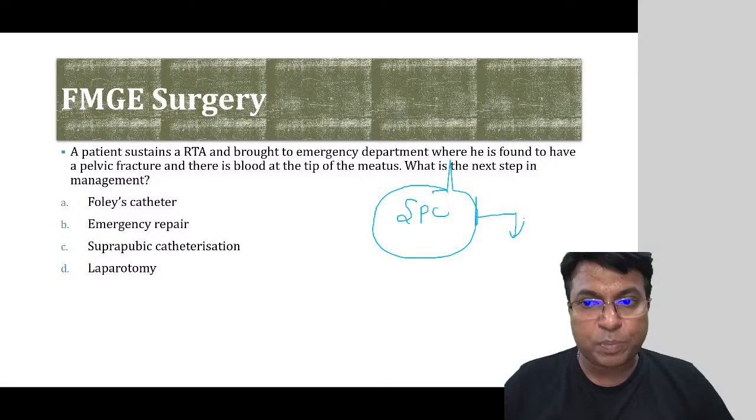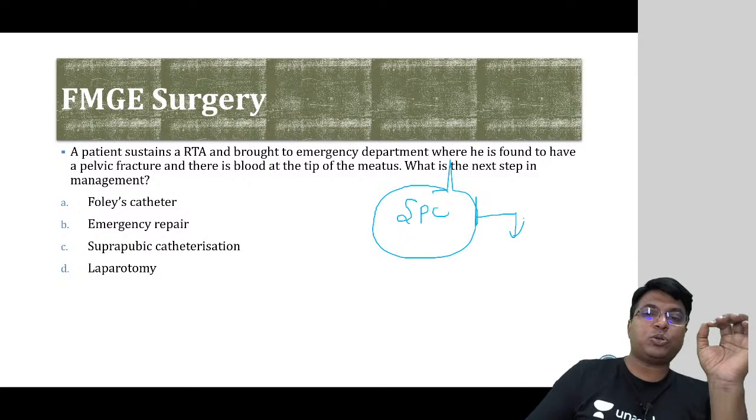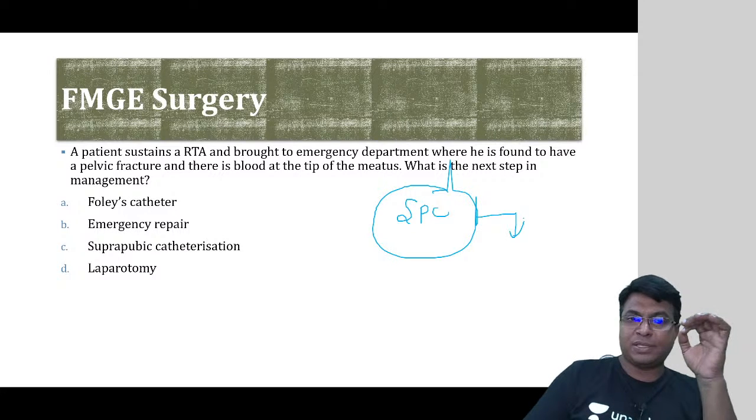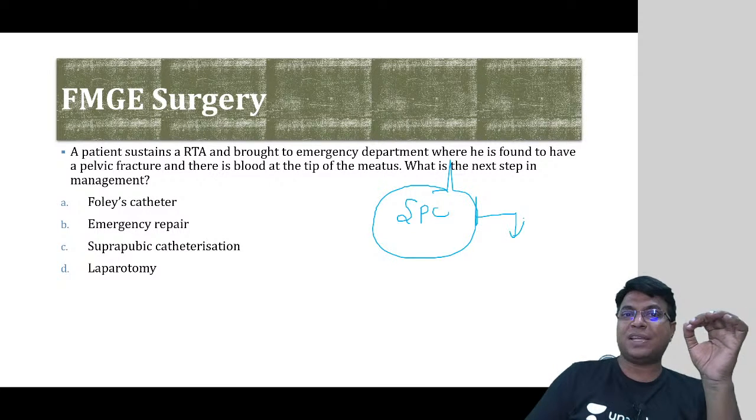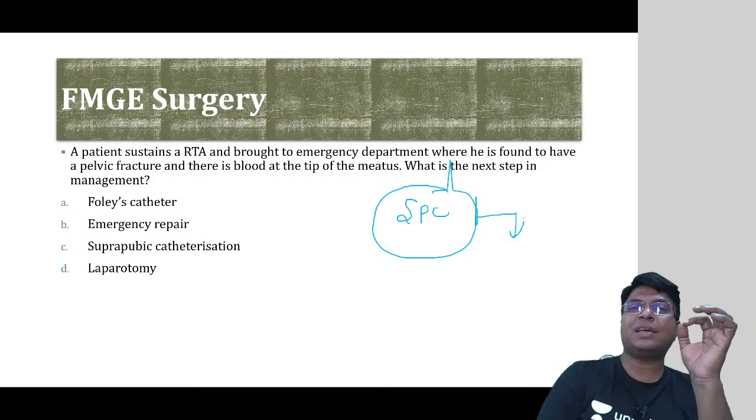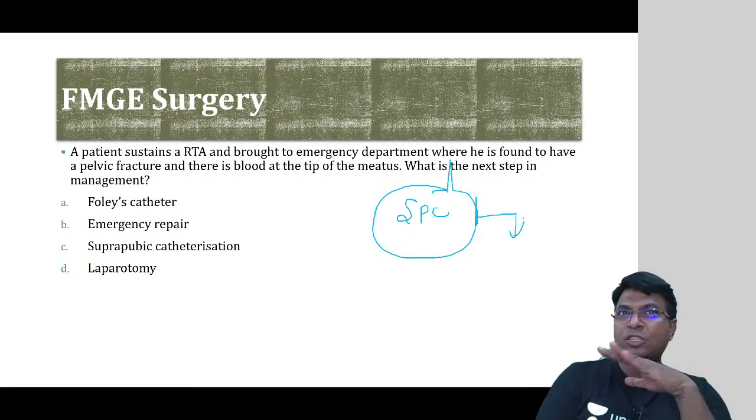Suprapubic catheterization should be done. Because in a urethral injury, you should not try to put a Foley's catheter. If you try to put a Foley's catheter, you have failed the exam. These are all classical questions in an MS general surgery exam. And when an MS general surgery postgraduate says, I will put a Foley's catheter, he has failed. There is no more discussion.